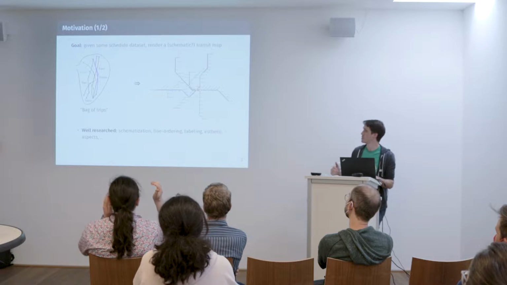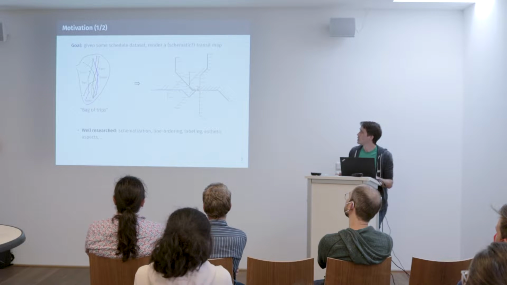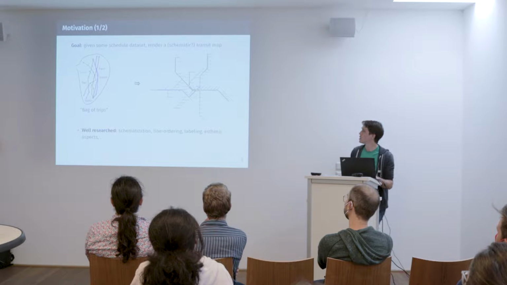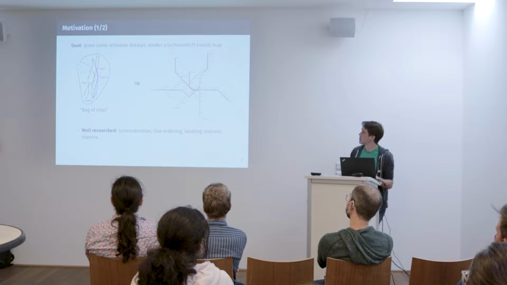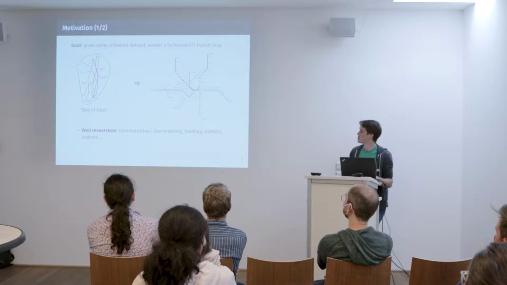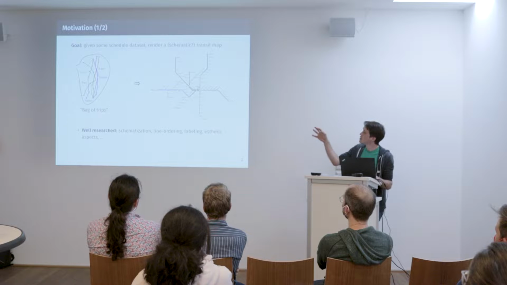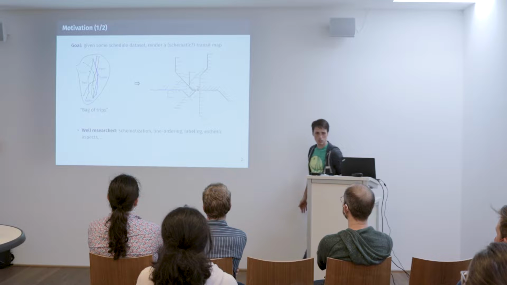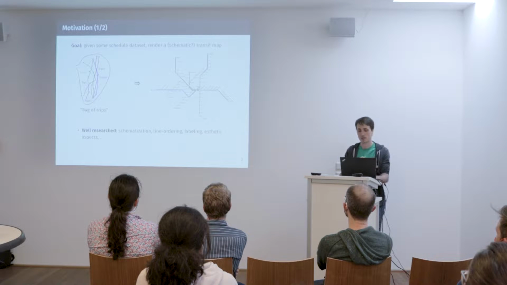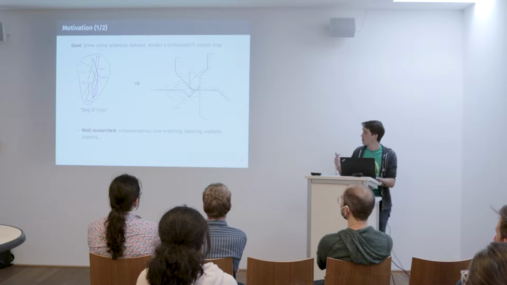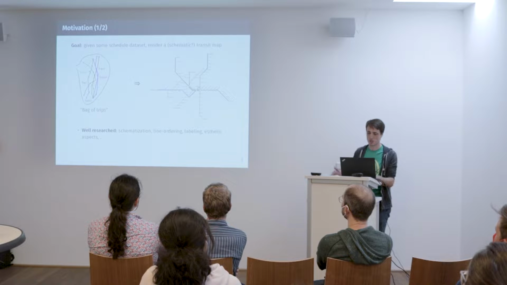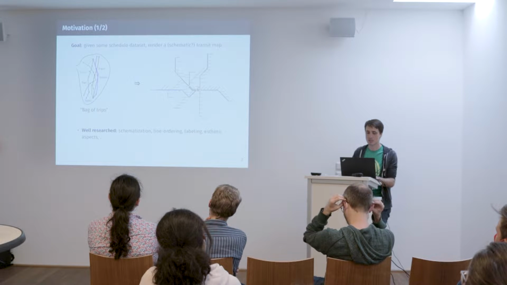The individual subtasks or sub-problems to this goal are, of course, very well researched. There are many publications regarding schematization. We have seen some approaches already today, some new algorithms to do this. There are many publications considering the optimal line ordering, so how you find the optimal line ordering on the individual segments like here, so that the number of line crossings or other optimization criteria is optimized. There's a lot of work on map labeling, of course, in general, but also on labeling of transit maps, integrated map labeling with schematization, and of course there's much work on aesthetic aspects.